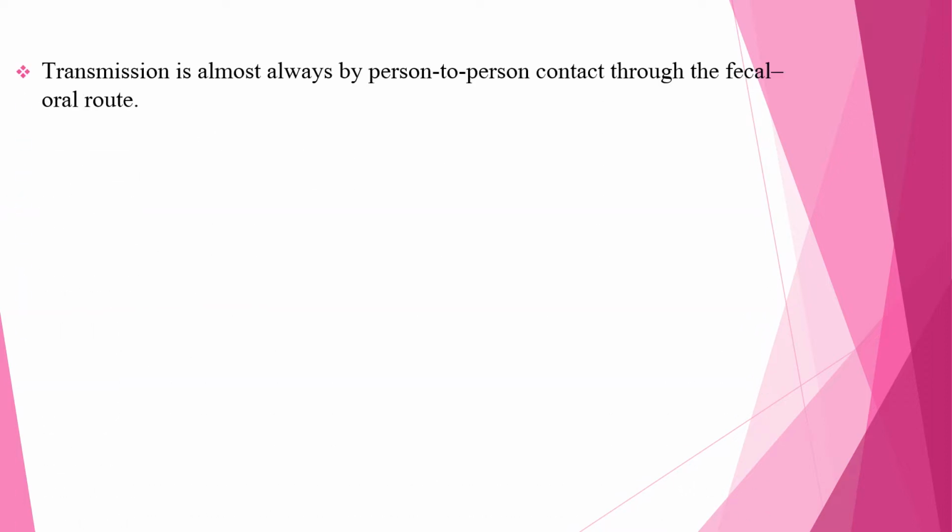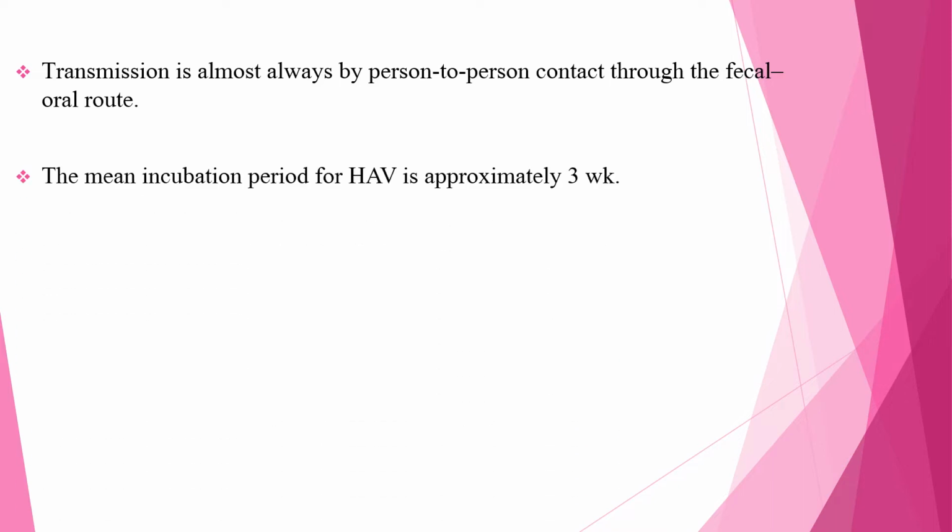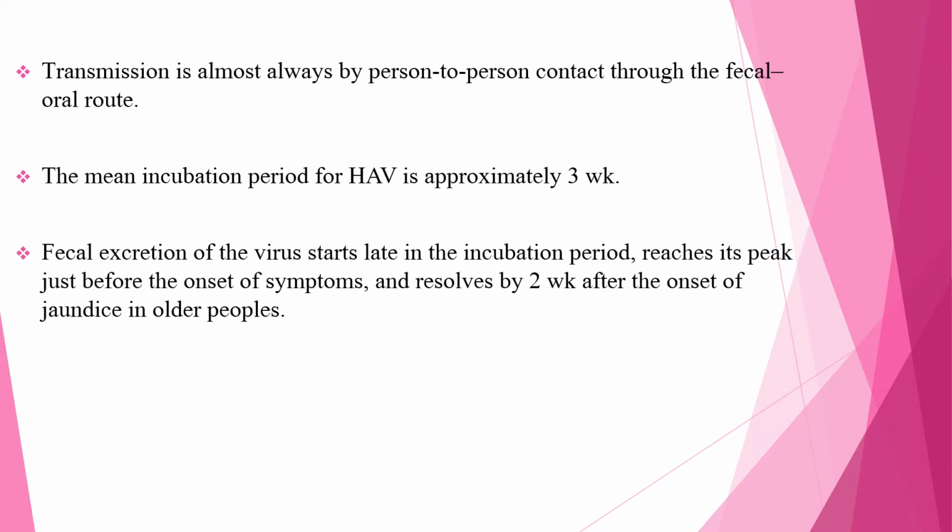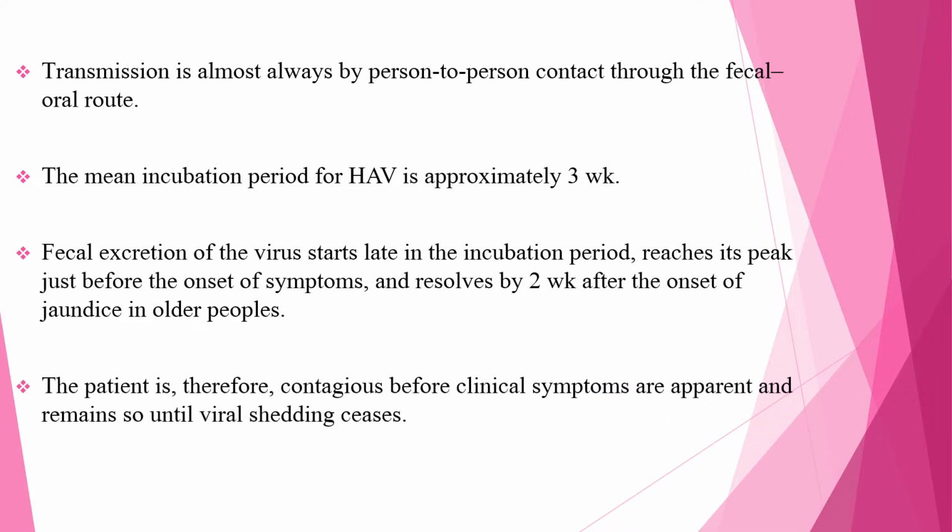Transmission of hepatitis A virus is almost always by person-to-person contact through the fecal-oral route, and the mean incubation period of this virus is around 3 weeks. Fecal excretion of the virus starts late in the incubation period, and it reaches its peak just before the onset of symptoms. This fecal excretion resolves by 2 weeks after the onset of jaundice in older people. The patient is therefore contagious before clinical symptoms are apparent and remains so until viral shedding ceases.